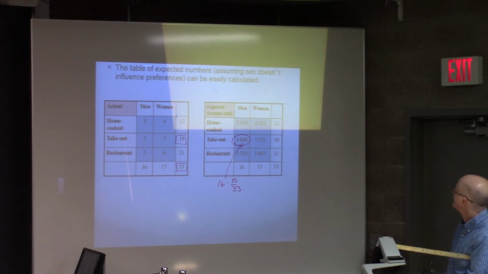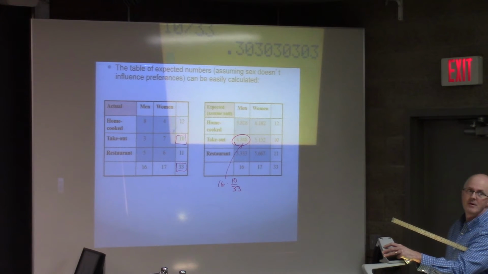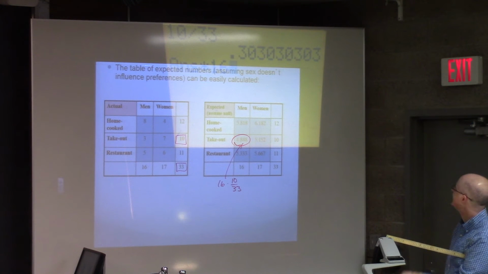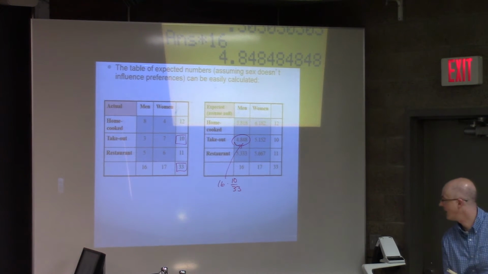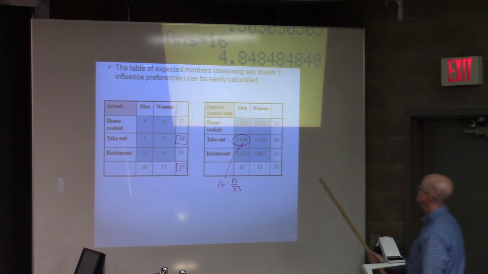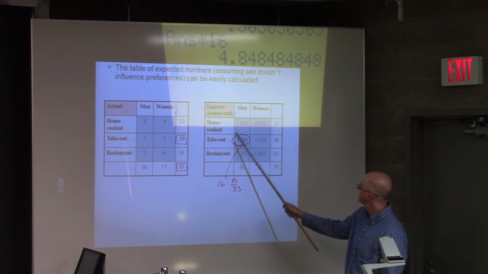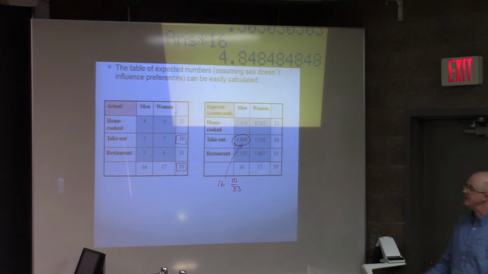Maybe you prefer to calculate the ratio first. 10 divided by 33. 30.3% of all the males and females surveyed preferred eating takeout on a Friday night. Multiply that times the number of males, 16, and you get the expected number of males who would want takeout if the null hypothesis was true, that the distribution of the men and women who want these different options on a Friday night matches the distribution for the males and females combined.